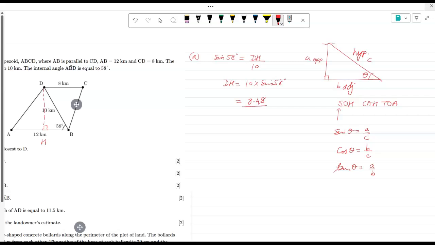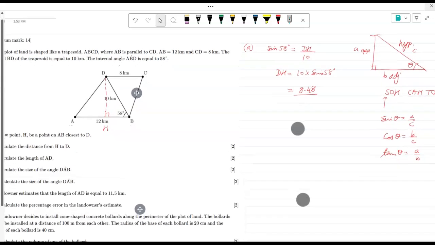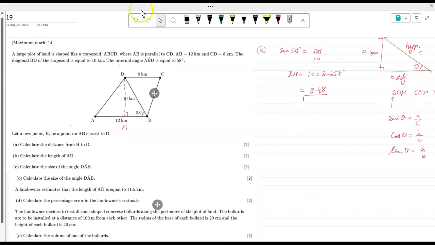Okay. Now what do you do? Next one, B: the length of AD. How do you find the length of AD? Same triangle now. See, this was 10. This is 10 kilometers. That is 8.4. Now, this is your 8.4, your vertical height. Now, how do you find out AD?